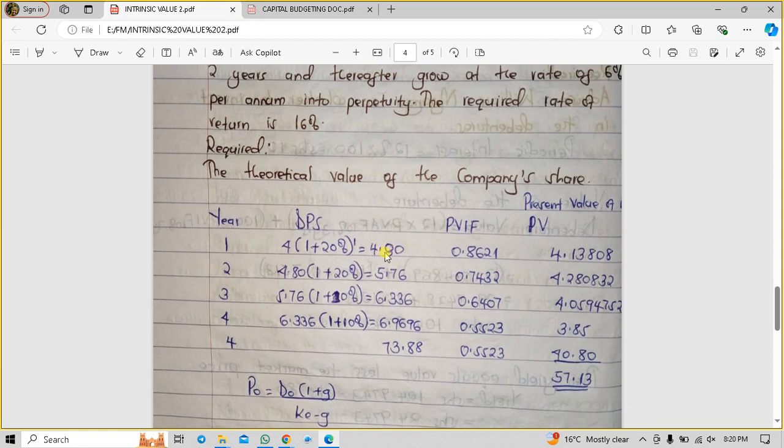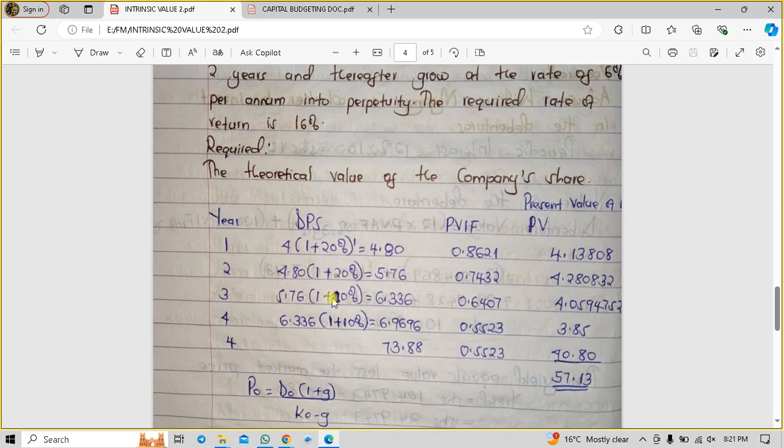Then this 4.80, we proceed with it in the second year. 4.80, 1 plus 20%. The first 2 years we are using the rate of 20% and 20%. We get 5.76. This 5.76, we use it in the third year. There is no spacing between years. They follow each other.